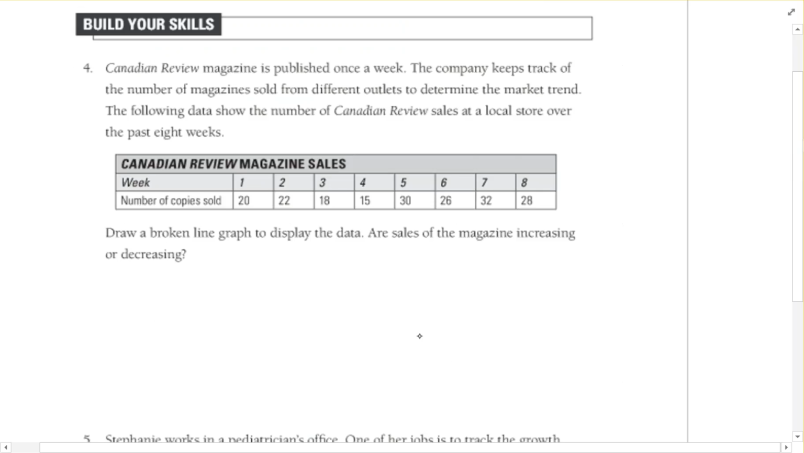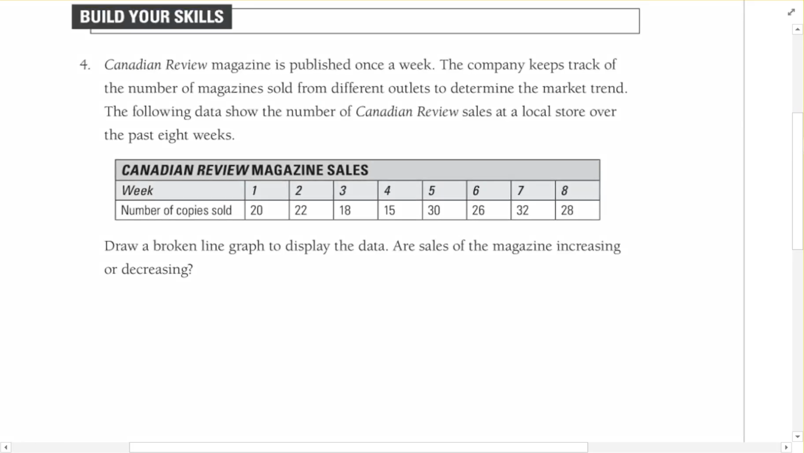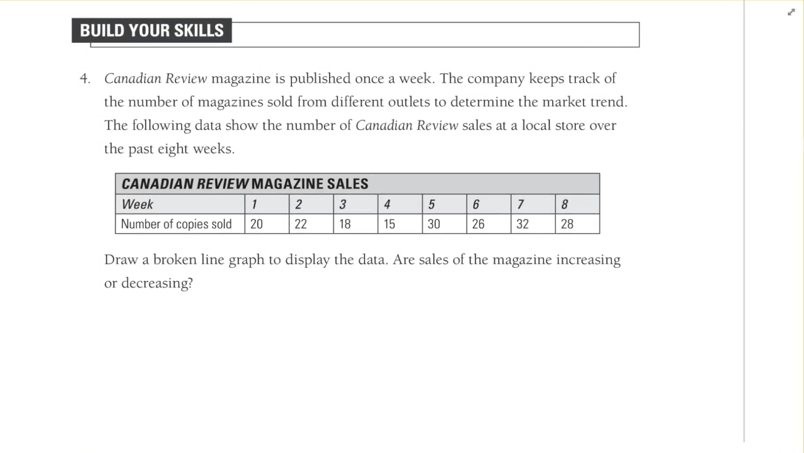All right. So this one says, Canadian Review magazine is published once a week. The Canadian company keeps track of the number of magazines sold from different outlets to determine the market trend. The market trend is just how it goes up and down. The following data show the number of Canadian Review sales at a local store over the past 8 weeks. Okay, so we've got some data here. Draw a broken line graph to display the data. Are magazine sales increasing or decreasing?